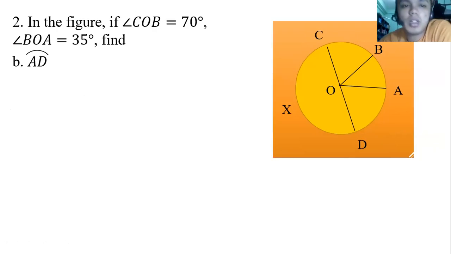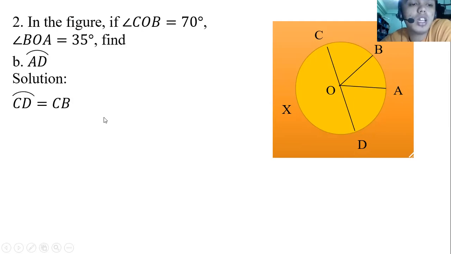Next, AD naman. Here, using the same figure, angle COB is equal to 70 degrees. Then yung angle BOA natin is 35 degrees. What is your arc AD? Okay, so anong kinalaman ni arc addition postulate dito, sir? So how can we find the measure of arc AD? Kung yung central angle niya is AOB, walang given. So first thing to do, gamitin muna natin yung mga measure of arcs na itong mga central angles.